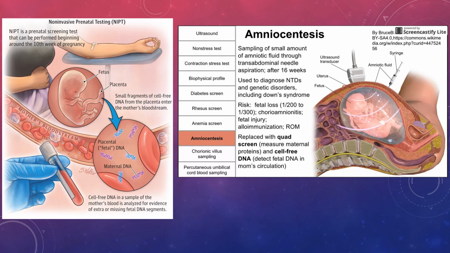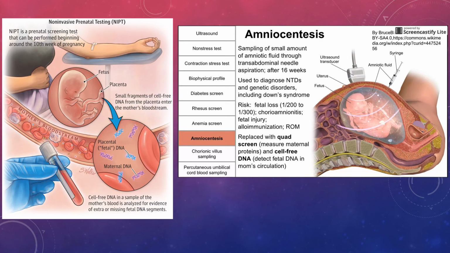So here, this is non-invasive prenatal testing (NIPT). It is a prenatal screening test that can be performed beginning around the 10th week of pregnancy. This blood test is performed at the 10th week of pregnancy.